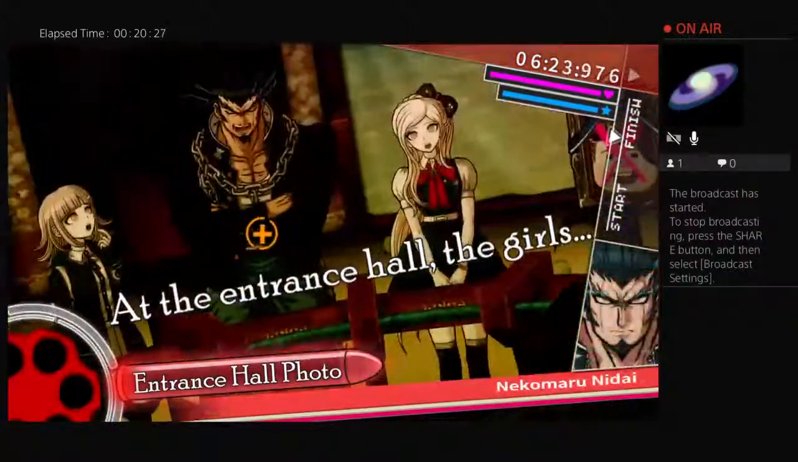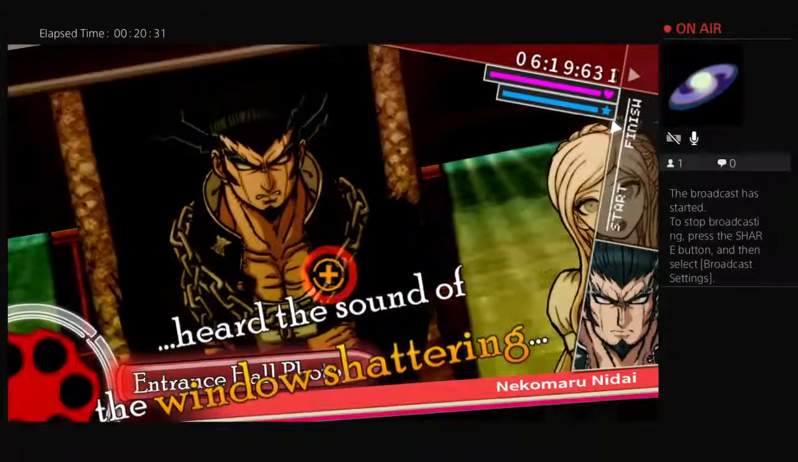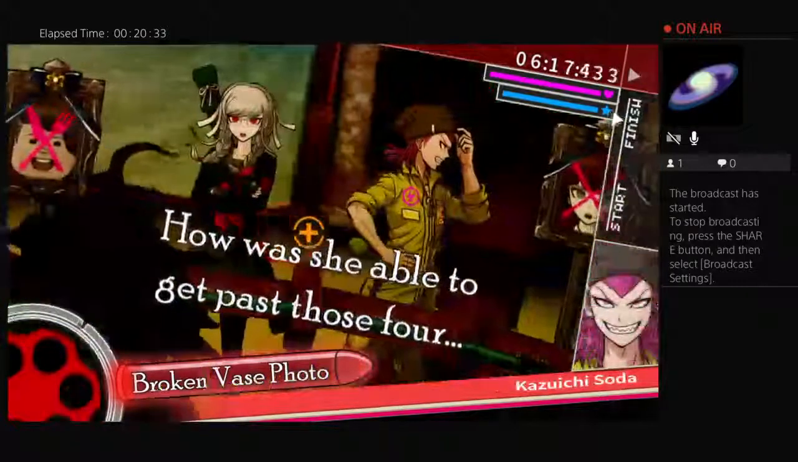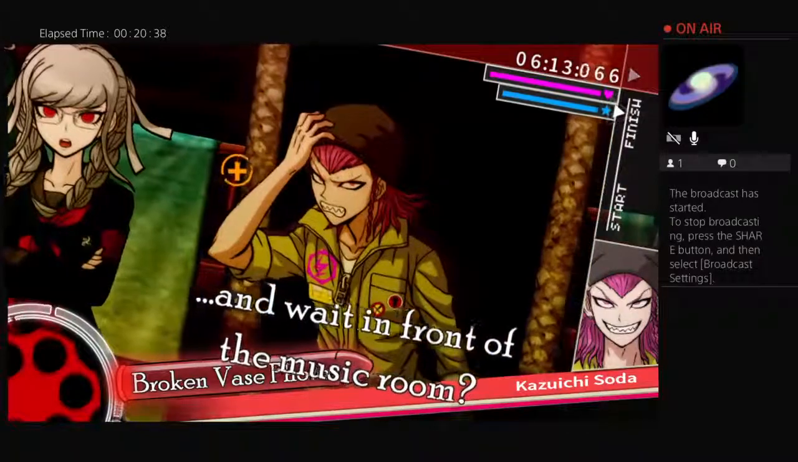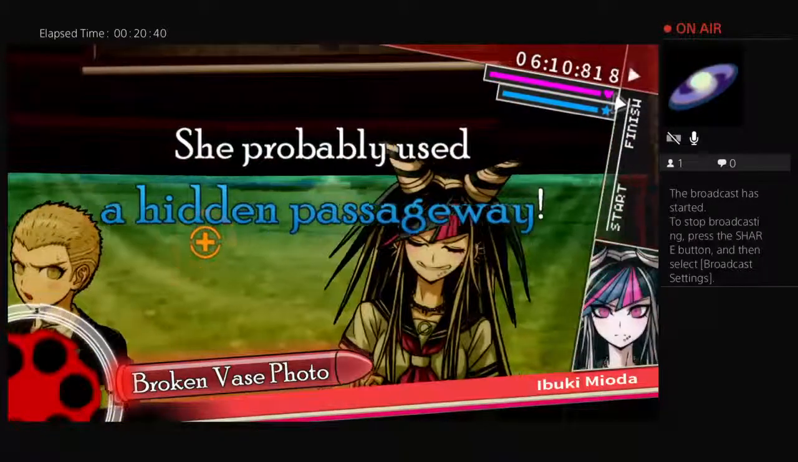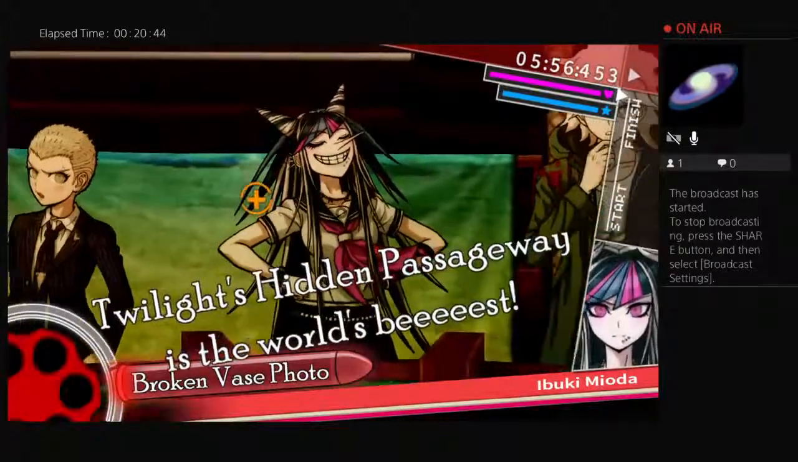At the entrance hall, the girls heard the sound of the window shattering. How was she able to get past those 4 and wait in front of the music room? She probably used a hidden passageway. Twilight's hidden passageway is the world's best!